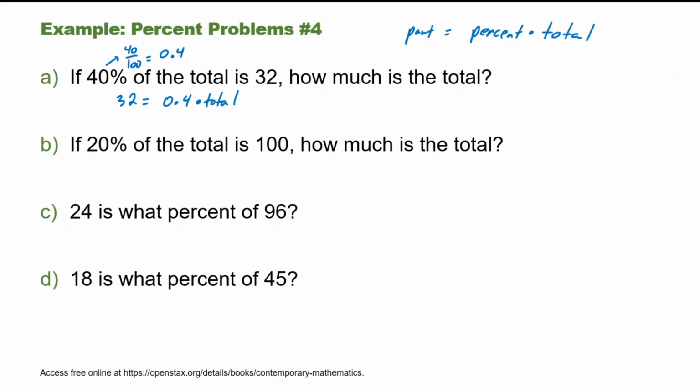So I could also have rearranged the formula to actually show you what that would be. So if I rearrange my formula over here, I can say that total equals part divided by percent. Since we have our part and our percent, that equation would have resulted in the same thing. We can say our total is 32 divided by 0.4. 32 divided by 0.4 is 80. So that the part is 32, but the total is 80.